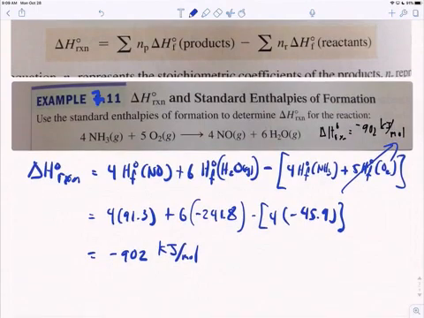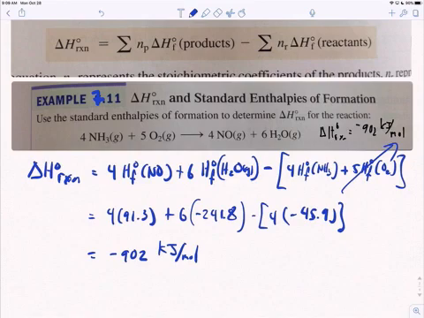The n of P is the moles of products. So 4 times the formation of nitrogen monoxide, 6 times the formation of water, minus 4 times the formation of ammonia, minus 5 times the formation of oxygen. Oxygen is an element, so it's 0. Remember, we picked that as our reference point. Then plug in the numbers, and you get minus 902.